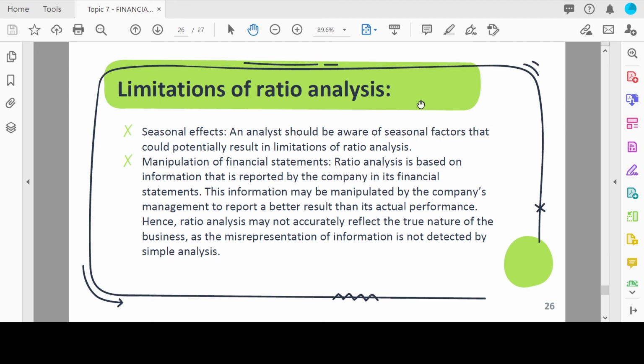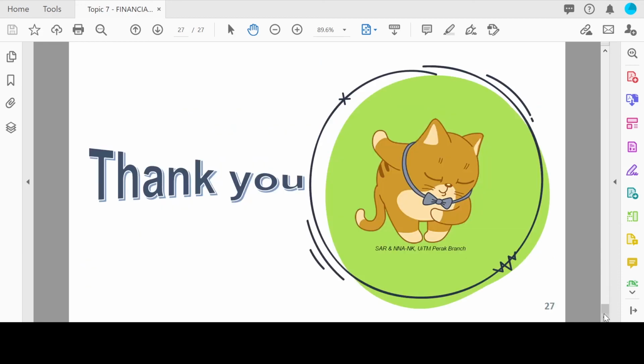And then there might also be a possibility of manipulation of financial statements, which will affect the ratio analysis. So when you analyze the financial ratio, you have to bear in mind these limitations of ratio analysis, and make sure you take into consideration when a significant change happens to the business. So that's all for topic 7, and thank you.